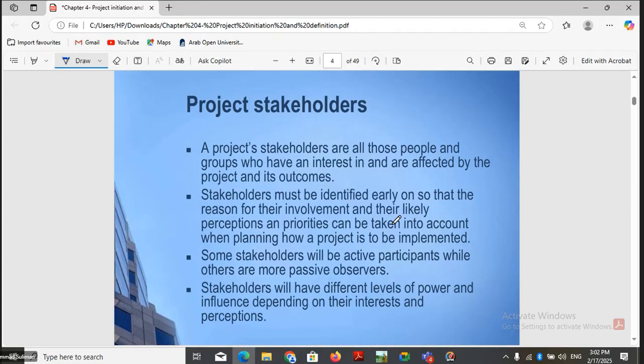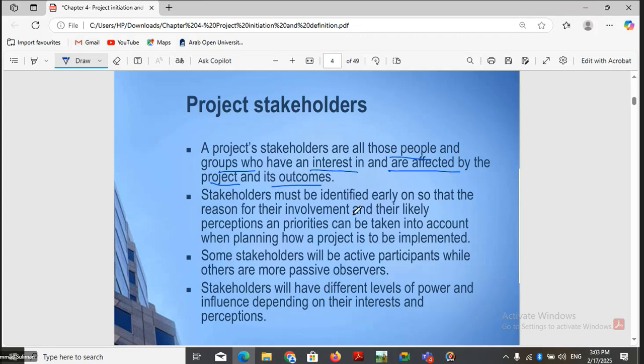Project stakeholders. We must identify the project stakeholders. That means who the project stakeholders are. We can say that project stakeholders are all those people and groups who have interest in and are affected by the project and its outcomes. Those people and groups that are interested in the project and are affected by the project and its outcome are all the stakeholders.